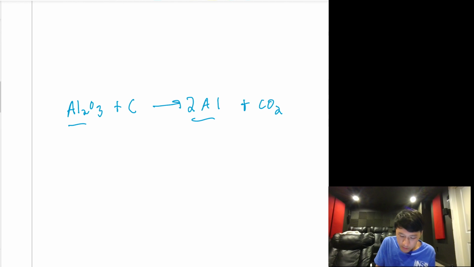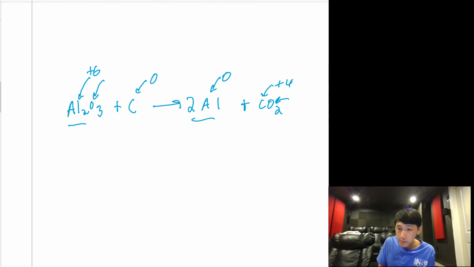And then what I'm going to do is the same thing as before. So each of these oxygens contributes a -2. So that means together that these 2 aluminums are going to have to be +6. This carbon's obviously 0. And these are 0 as well. And this carbon is +4 because these 2 are both -2.